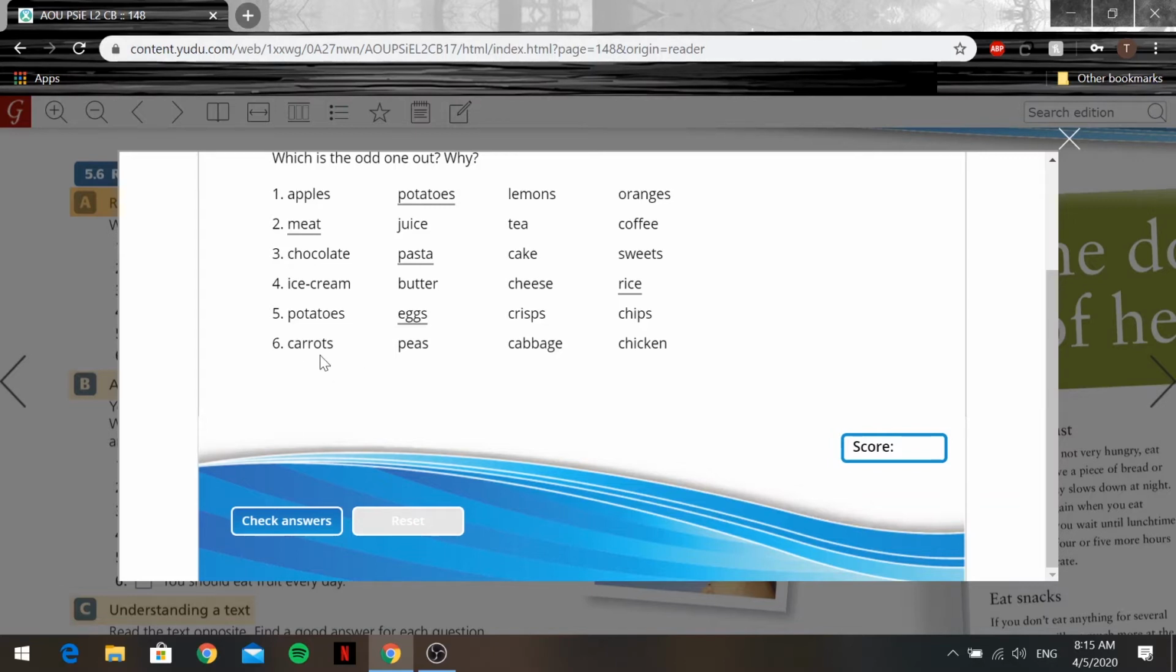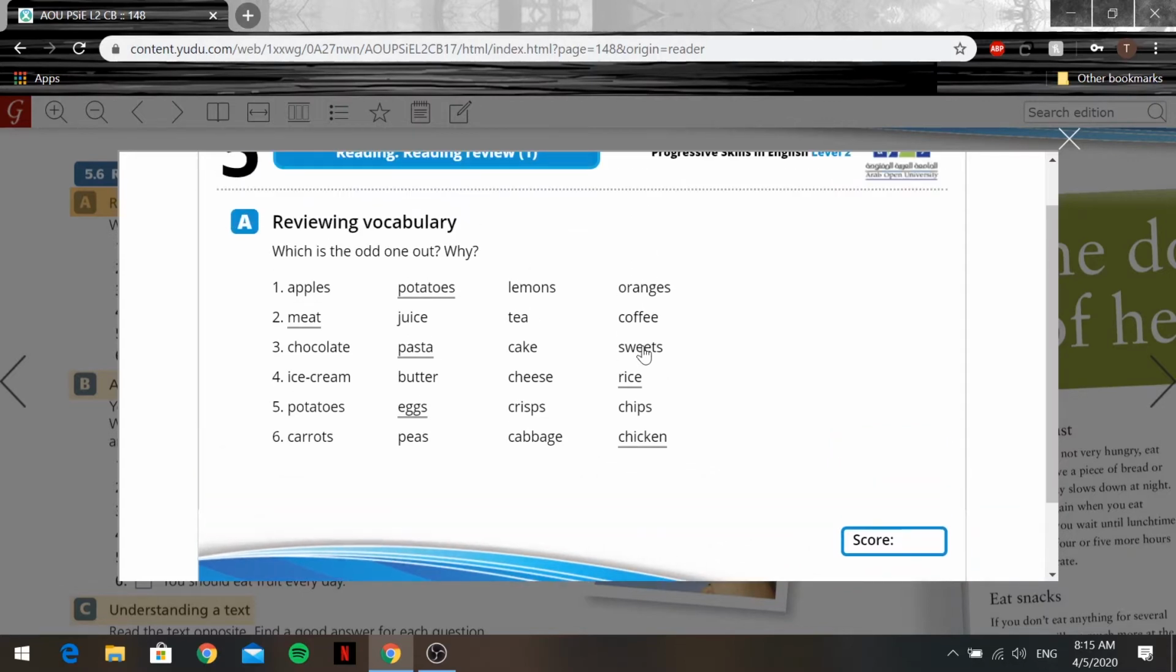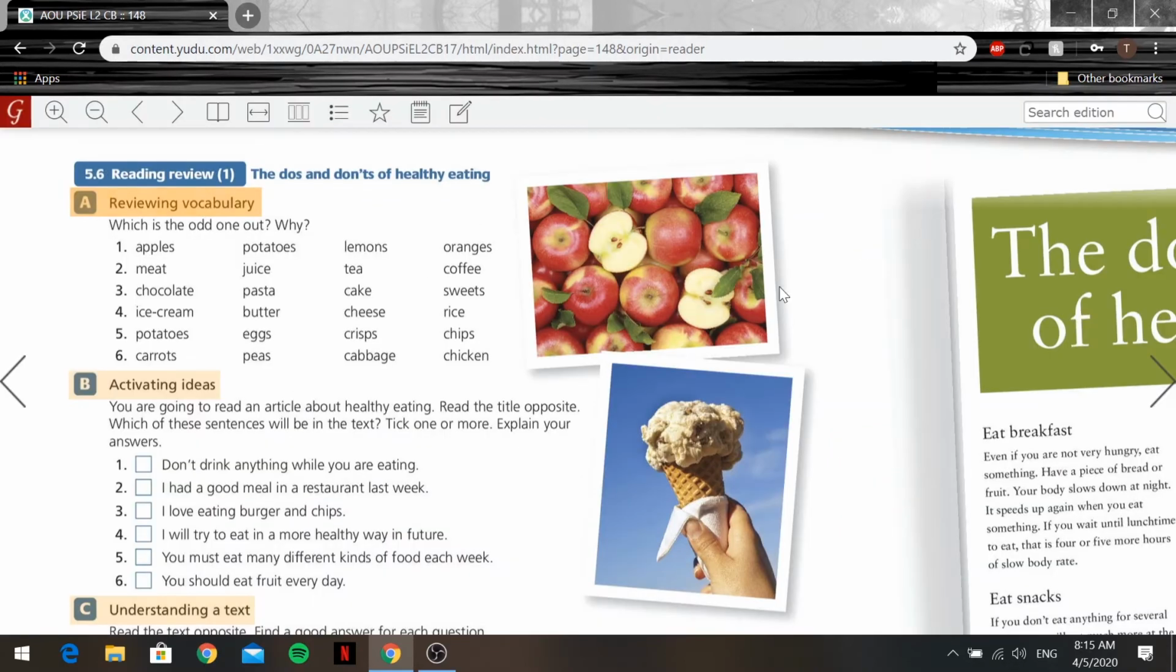Six, we have carrots, peas, cabbage, and chicken. We'll say chicken is the odd one out, simply because chicken is obviously not a vegetable, okay? All of these are vegetables except for chicken, okay? Pretty simple exercise, let's move on.